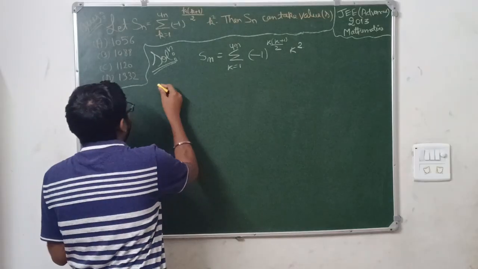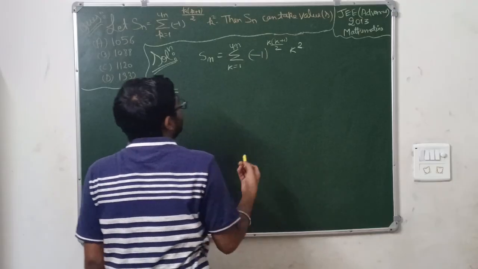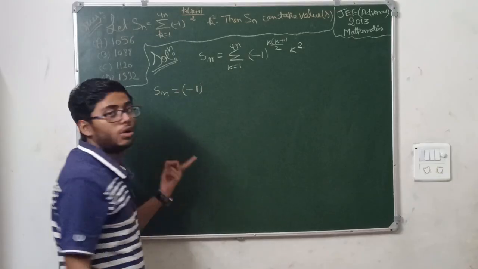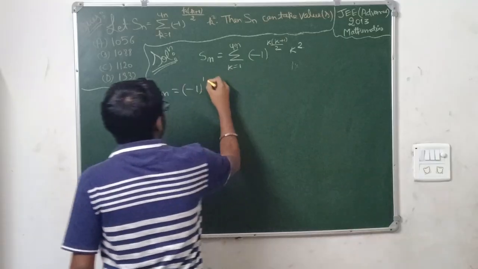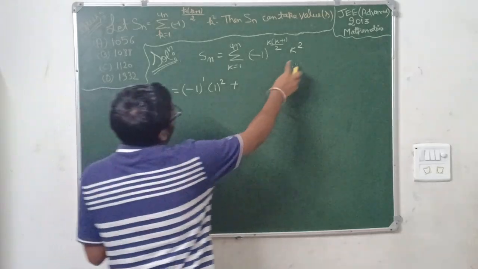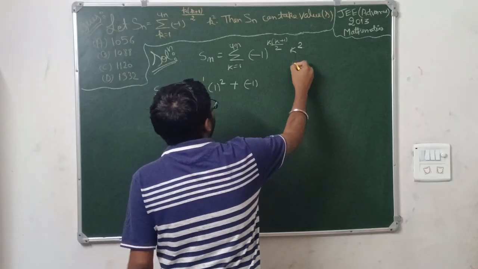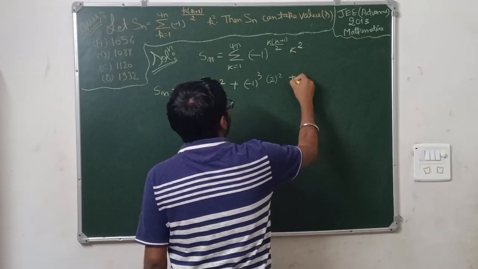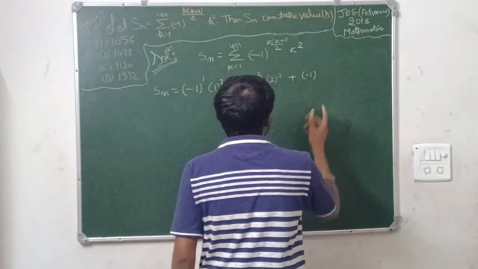Opening this series, you put different values of k and you get different values here. Putting k equals 1, we got minus 1 to the power 1 into 2 by 2, which is 1, so minus 1 square. Putting k equals 2, it is minus 1 to the power 2 into 3 by 2, so it means 3, into 2 square. And next, minus 1 to the power 3 into 4 by 2, which is 6.